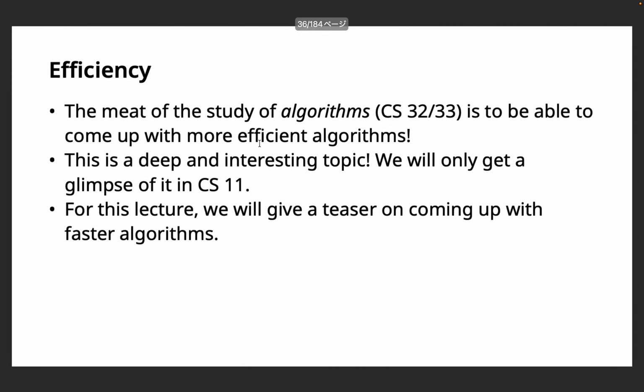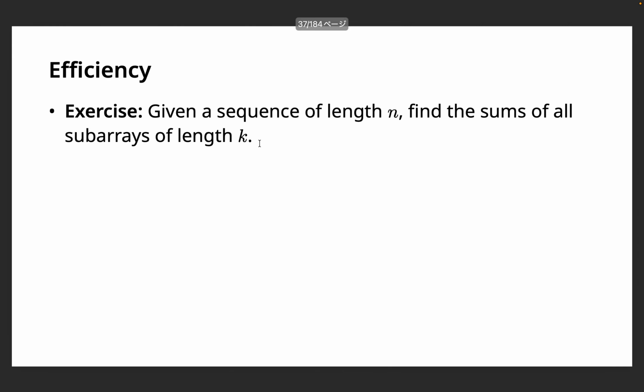Alright, so let's go over some different problems where there are many different kinds of solutions with different efficiencies. Alright, so let's start with this over here. So we have a sequence and we want to find the sums of all subarrays with a length of k.